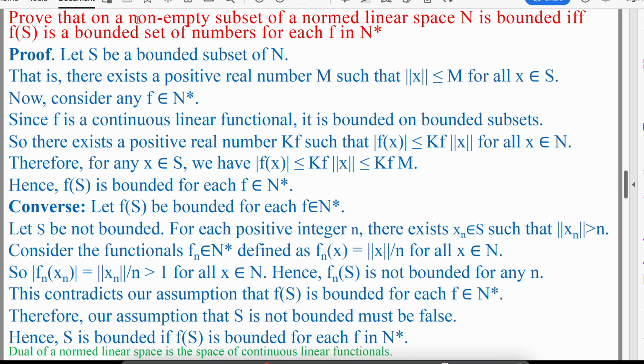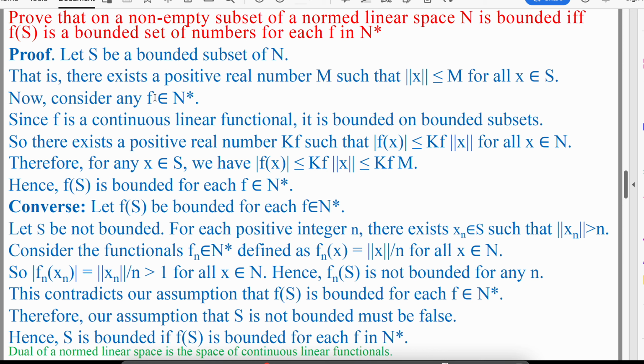So we are given a non-empty subset S of a normed linear space N, and let S be a bounded subset of N. It means there exists a positive real number m such that the norm of x is less than or equal to m for all x belonging to S, because S is a bounded subset of N.